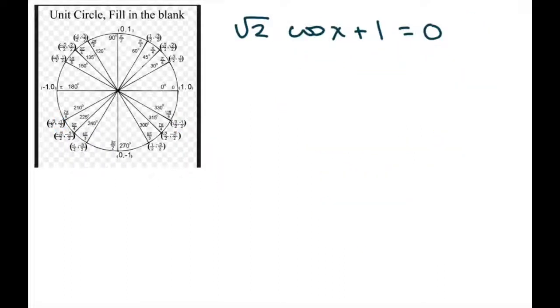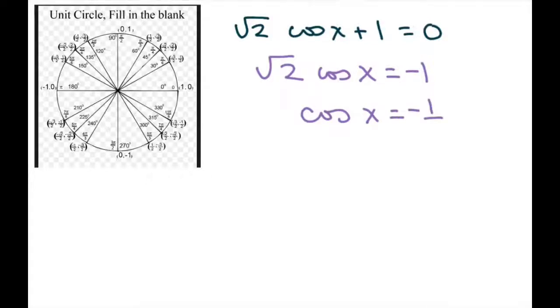Alright, and the next one, we're going to subtract 1 from both sides. Divide by square root of 2. Now, when you rationalize the denominator, you get negative square root of 2 divided by 2, because that's what the unit circle looks like. So we want to know where cosine is negative square root of 2 over 2. Well, we know cosine is your x values, and also cosine is negative in quadrants 2 and 3.